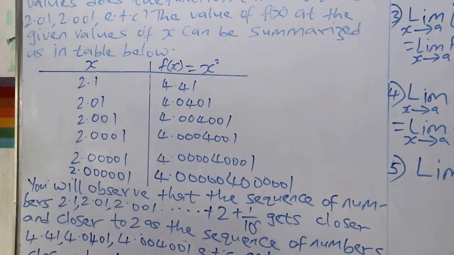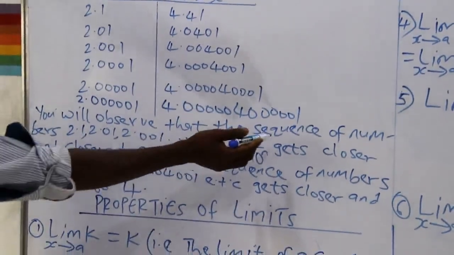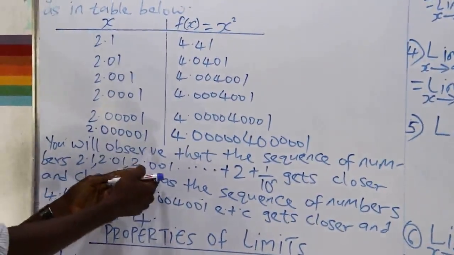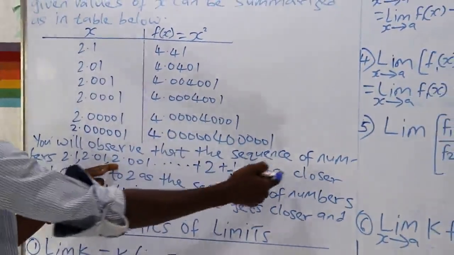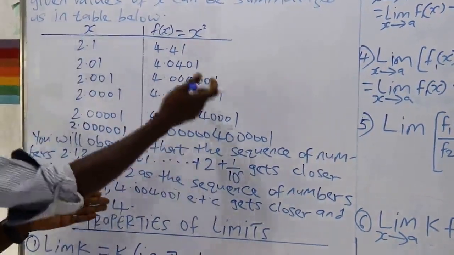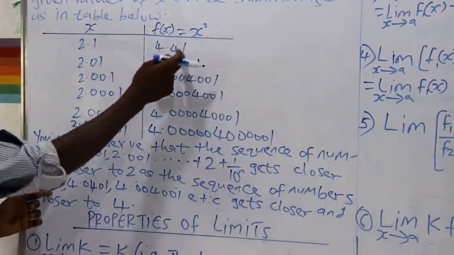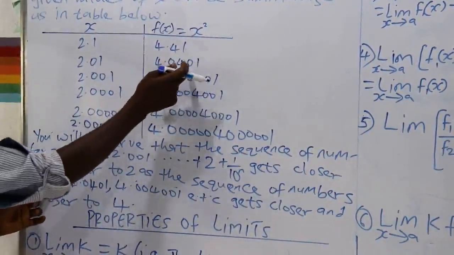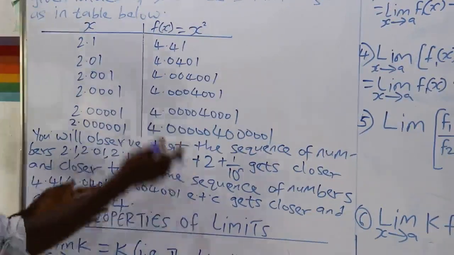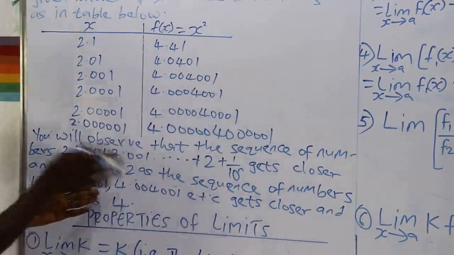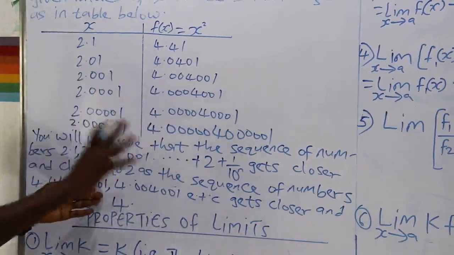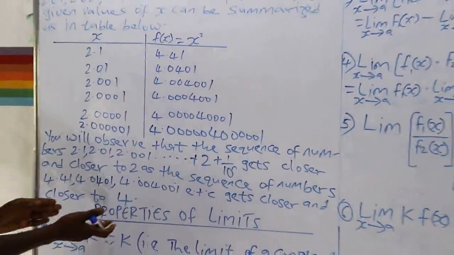Now, what will you observe? You observe that the sequence of numbers 2.1, 2.01, 2.001 to the end term gets closer and closer to what? To 2. Also, the sequence of 4.41, 4.0401, 4.004001 gets closer and closer to what? To 4. So, these are the limiting values of the function.